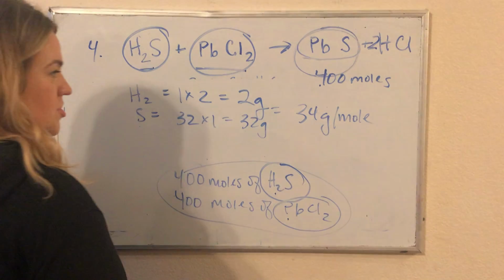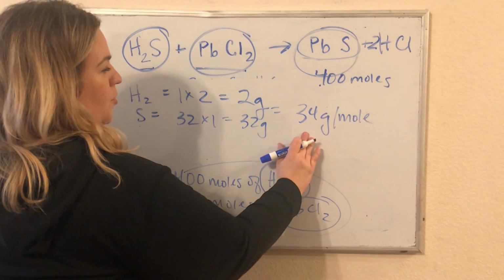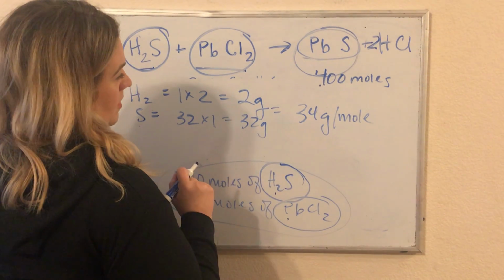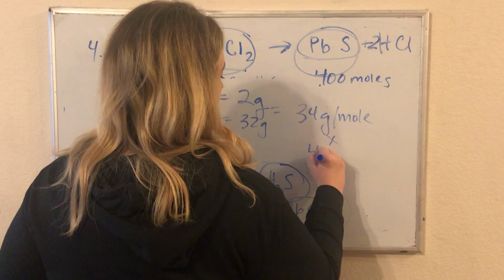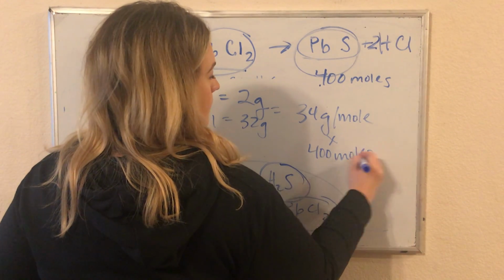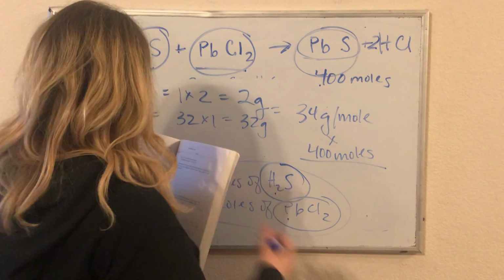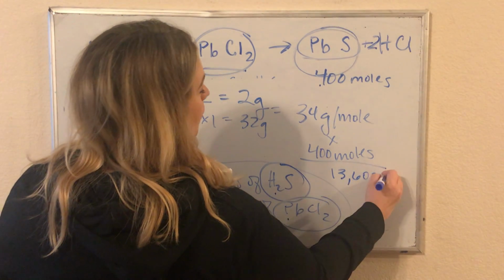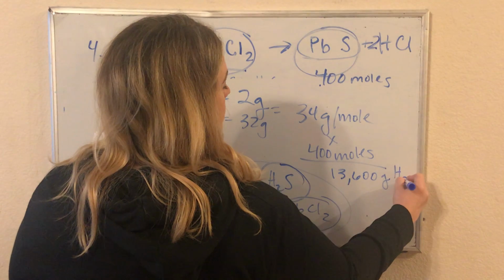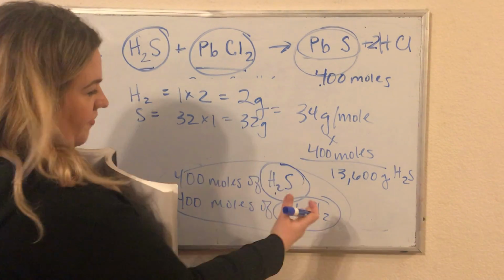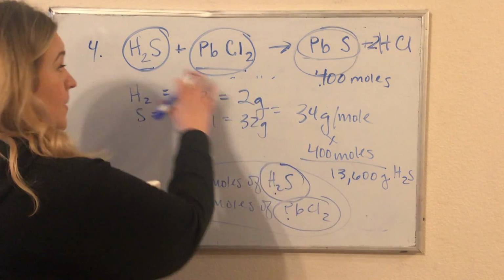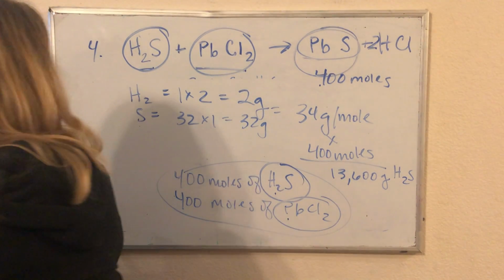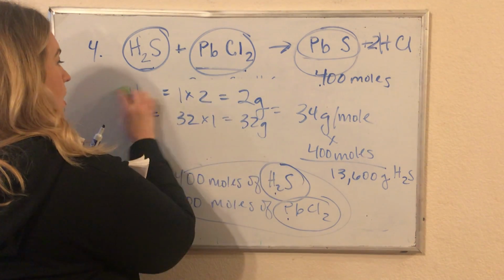Okay? So if it weighs 34 grams per mole and we need 400 moles of hydrogen sulfide, what we do is we multiply it times 400 moles. And the answer is 13,600 grams of hydrogen sulfide. So that's one part of our answer. That's how many grams of that element that we need to produce that many moles. Okay, now we'll work on the next element. That one, lead chloride.